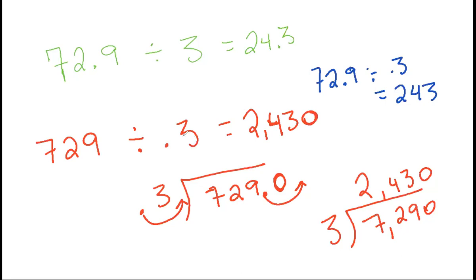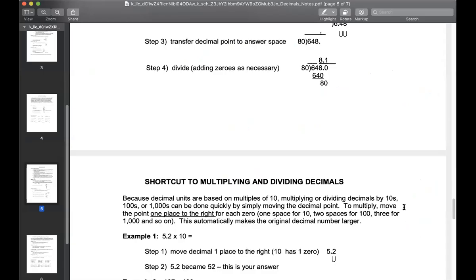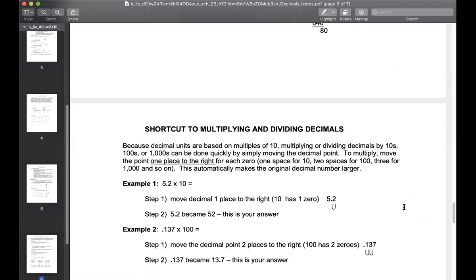All right, questions about these examples? All right, we're gonna go back to our note sheet and try to finish that up. We have about half hour left of class. All right, so let's go to the shortcut.